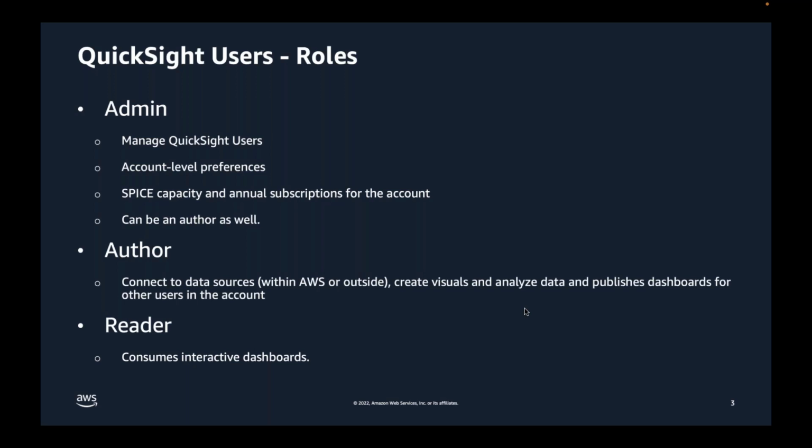Authors are the ones who are connecting to the data sources available to them within AWS or outside. They create the analysis and visuals for end readers. They basically present the BI, business intelligence dashboard, to the end users. And end users in this case are readers, who are the consumers of these interactive dashboards, right?